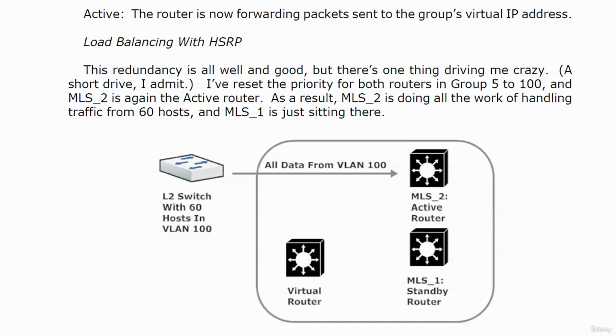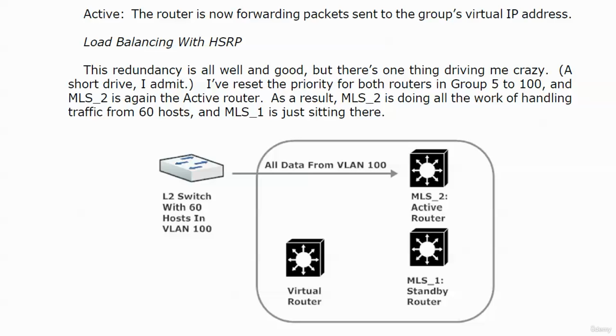Speaking of forwarding packets sent to the group's virtual IP address, let's talk about load balancing here for a bit and see it in action as well. Now, I have reset things from the previous lab as far as the priorities go, so right now everything is back at the default, and switch 2 is the active router for our group. Switch 1, of course, is just standing by and watching MLS 2 do all the work. Now, assuming that we had 60 hosts in VLAN 100, that means that right now switch 2 is handling the traffic for 60 hosts, and our other multilayer switch 1 is just standing by watching.